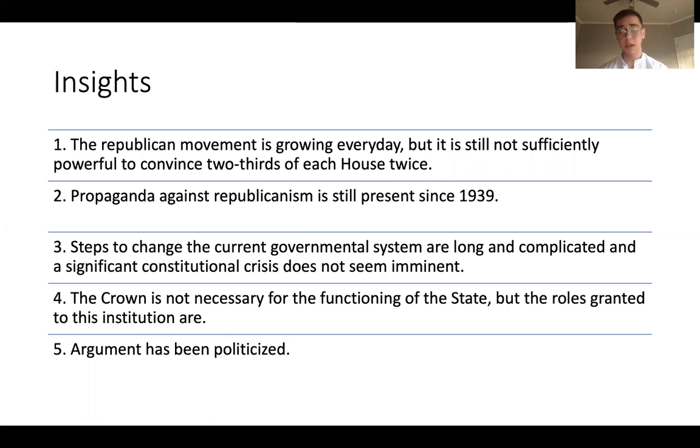Now, the third key point that I want to point out is that steps to change the governmental system are very long, because the constitution was created in order to protect this system. And of course, a constitutional crisis does not seem imminent. The bullet point number four says that the crown is not necessary for the function of the state, but the roles granted to this institution are, and that is a very important point. And number five, yes, as always, the argument has been politicized, therefore making it much harder to find any middle ground between the left, the right, and even the middle.